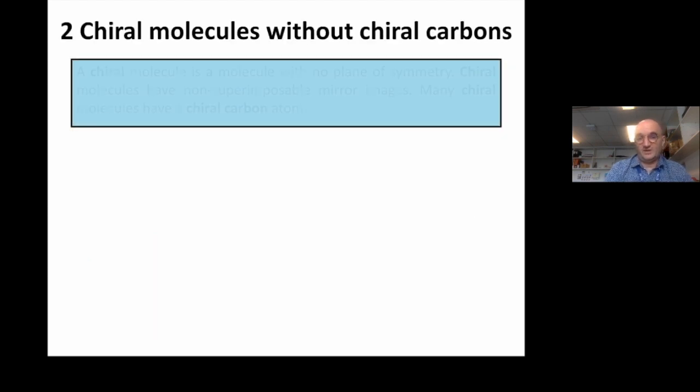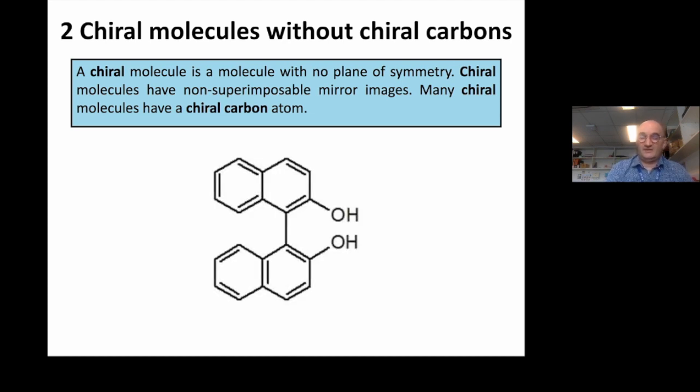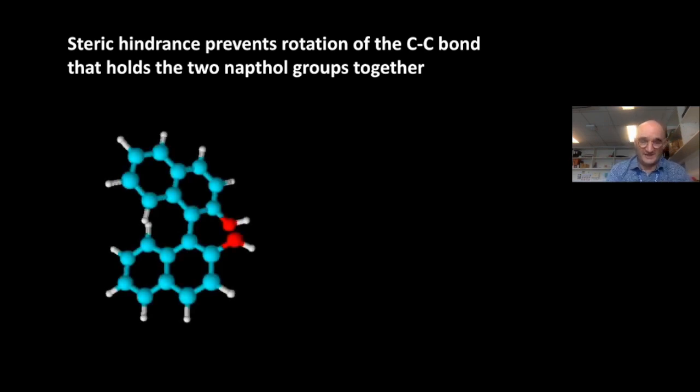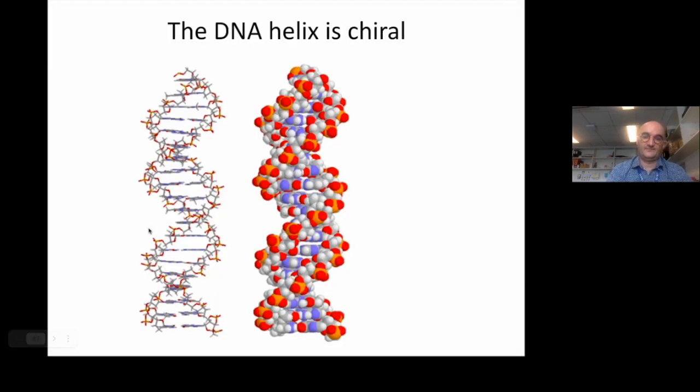There are chiral molecules without chiral carbon atoms. Okay, so if it's got no plane of symmetry, then, yeah. And steric hindrance prevents rotation of the carbon-carbon bonds that holds 2 naphthol. You want to see naphthol? Look at that. So these are locked. Look, so steric hindrance, that's just going to interact, it's going to repel. So they can't rotate, so it's fixed.